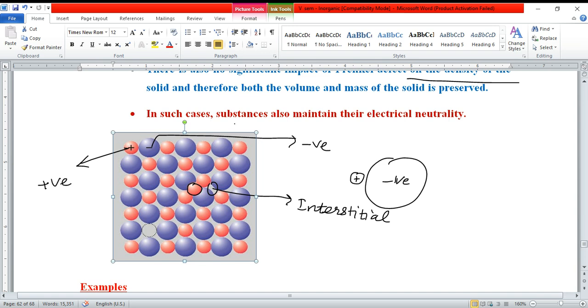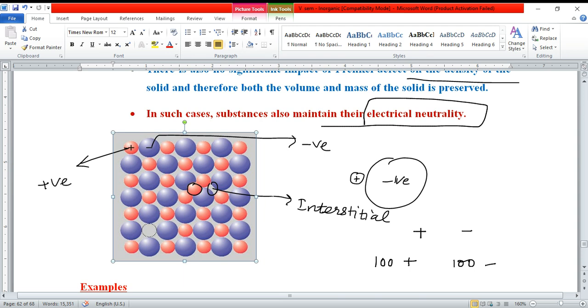In such cases, substances also maintain their electrical neutrality. What do you mean by electrical neutrality? Electrical neutrality means that if you have one positive charge, then a negative charge must accompany it, and vice versa. If you take 100 cations, then it requires 100 negative charges. This is known as electrical neutrality. Since this positive ion is not permanently leaving the entire crystal system, the electrical neutrality is constant.